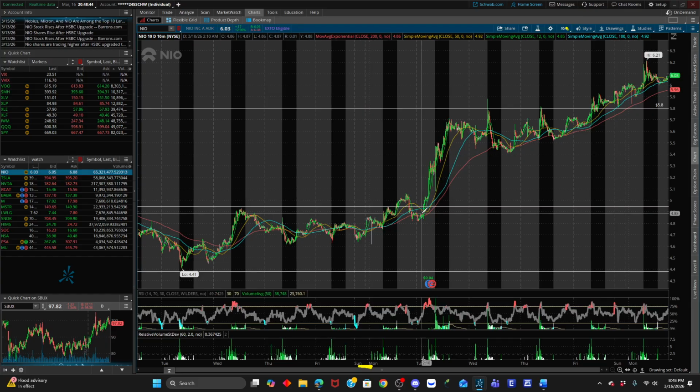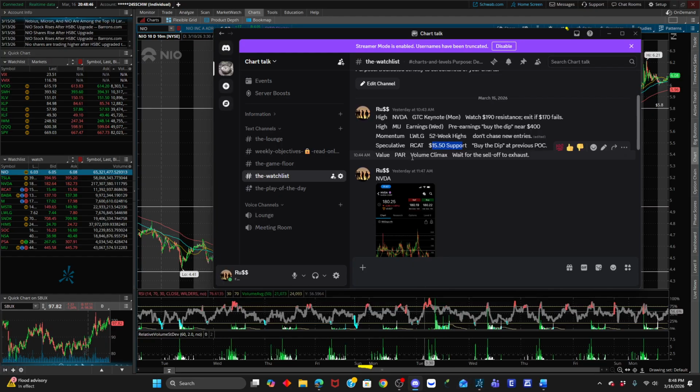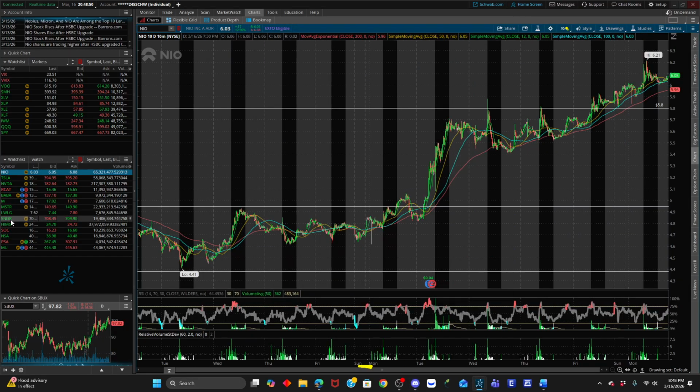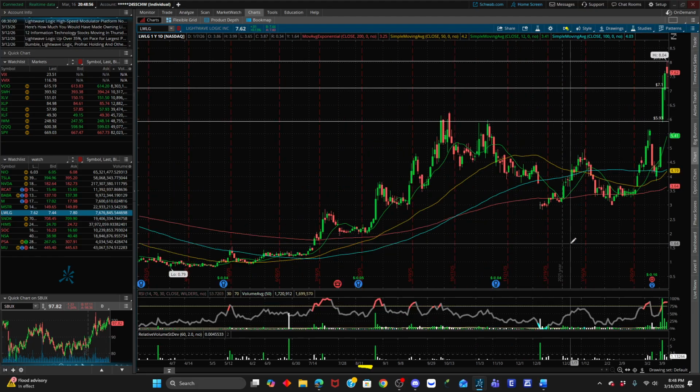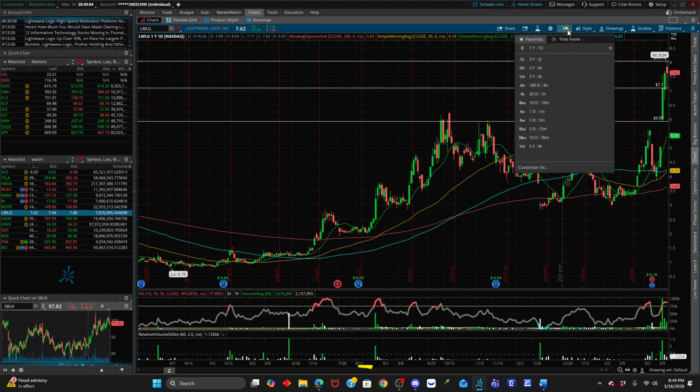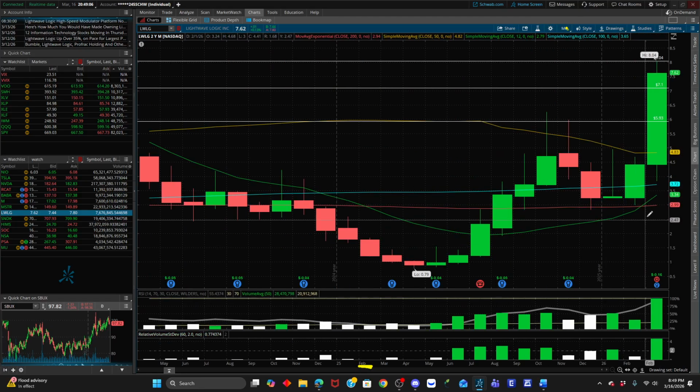That is NIO. The other one on my watch list was LWLG. This was a perfect one, right? If we go to the daily chart, it gapped up. Plays like this, I would rather look for the short than the long. In my opinion, it is overbought. If we go to the monthly chart, really nice bullish month.